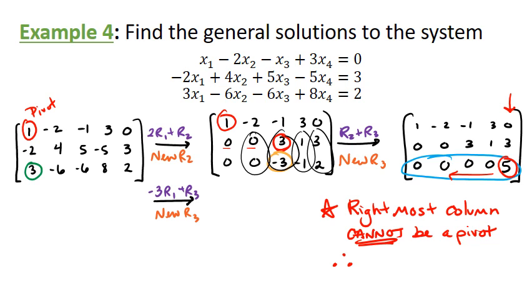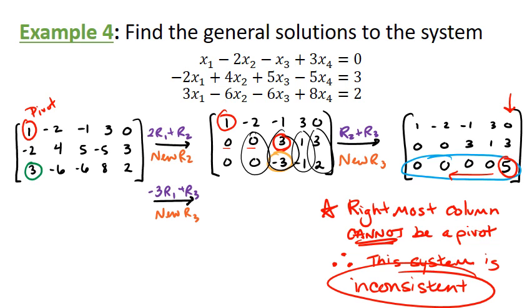Therefore, do you know that this is fancy for therefore? This system is inconsistent and does not have a solution. Okay, so if you find that the rightmost column is a pivot, there is no solution and the system is inconsistent. This concludes section 1.2.